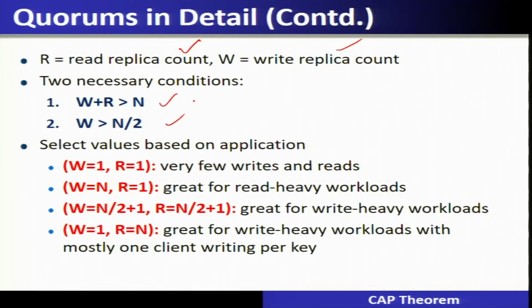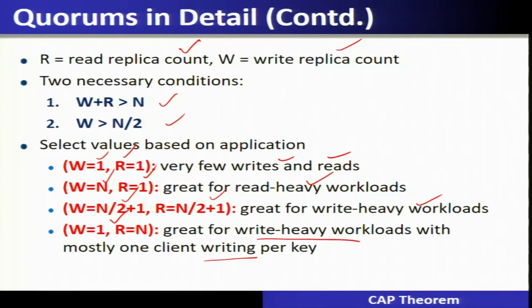Two necessary conditions have to be ensured: R plus W should be greater than N, and W should be greater than N by 2. We have to select these values based on the applications. When W is 1 and R is 1, then very few writes and reads are consistent. When W is N and R is 1, it is great for read-heavy workloads. When W is N by 2 plus 1 and R is also N by 2 plus 1, it is a balanced choice, and when W is 1 and R is equal to N, it is great for write-heavy workloads with mostly one client writing per key.